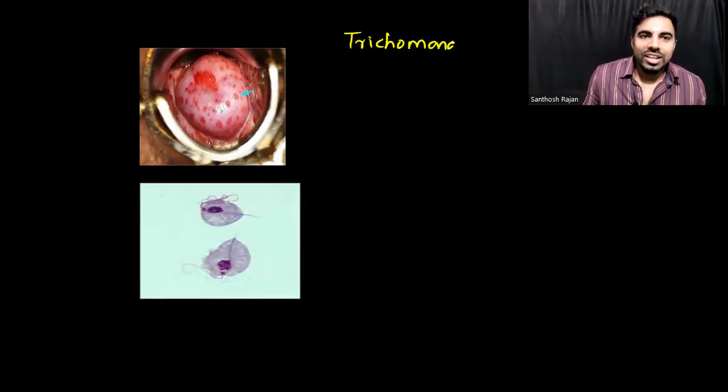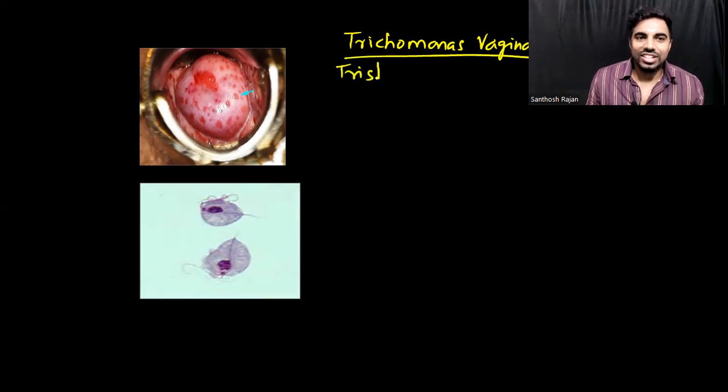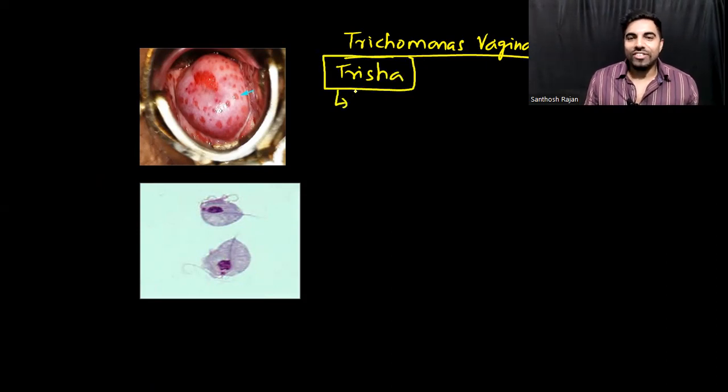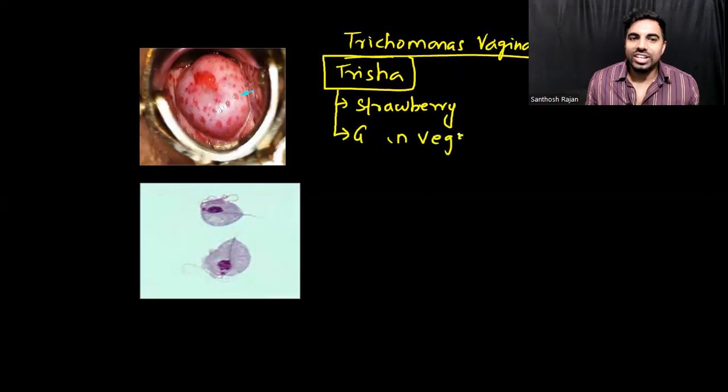Trichomonas vaginalis. I'm going to remember our popular South Indian actress, Trisha. Trisha is the girl. She is definitely a popular, rich girl. What is her favorite food? She eats only strawberry. This beautiful girl eats only strawberry. And she eats green veggies. Remember, green color veggies.